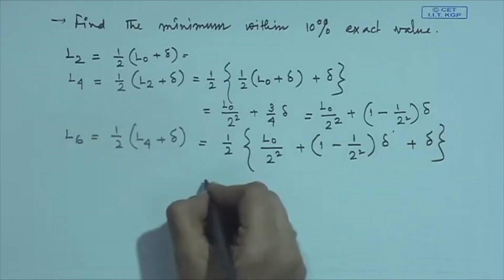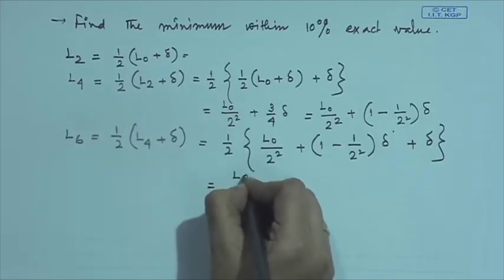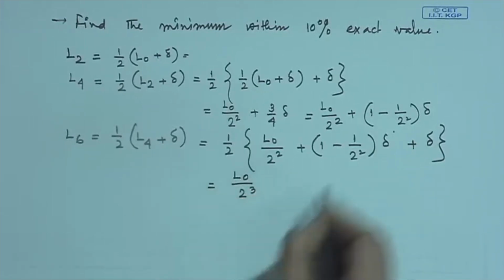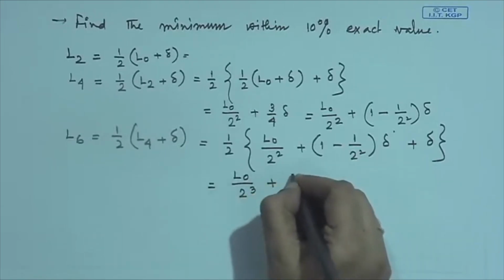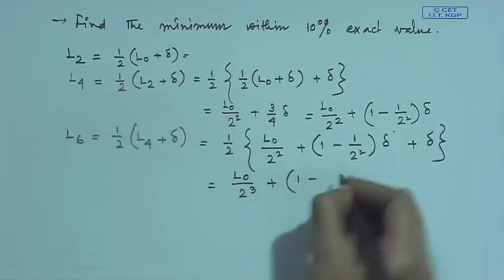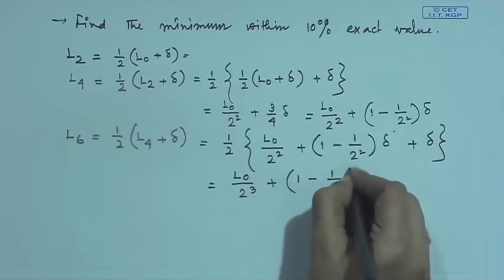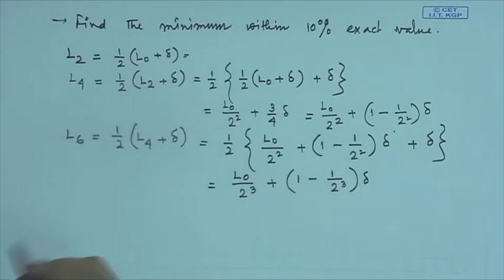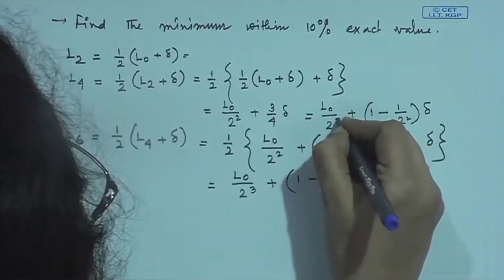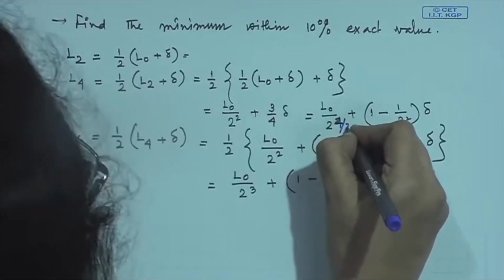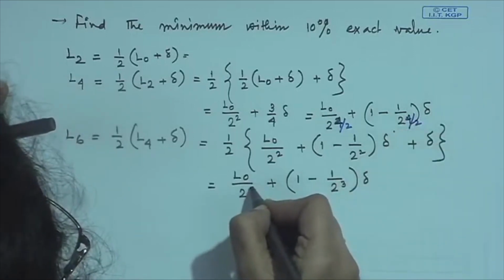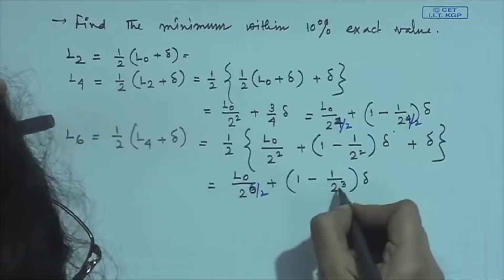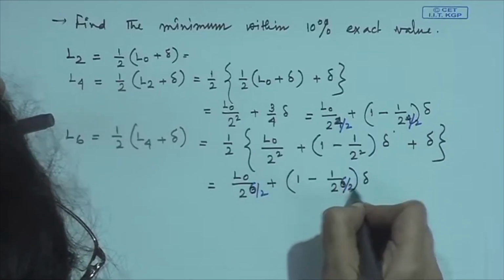Alright. If I just do the calculation, I will get L naught by 2 cube plus 1 by 2 cube delta. Just to see, we are getting a nice pattern here. This can be written as 4 by 2, and this 3 is nothing but 6 by 2.